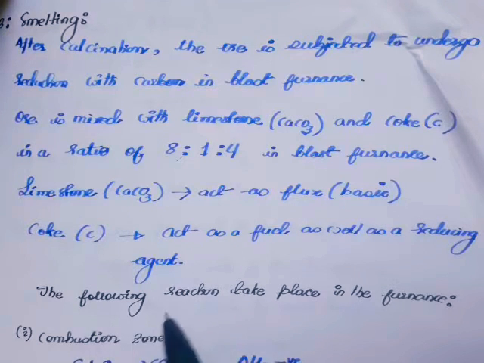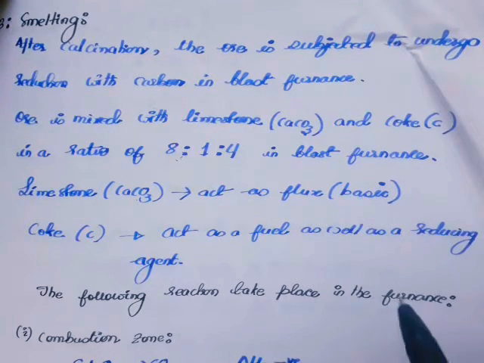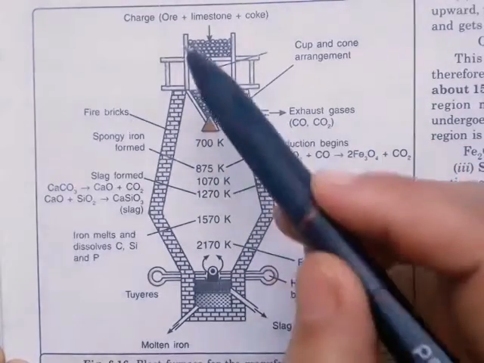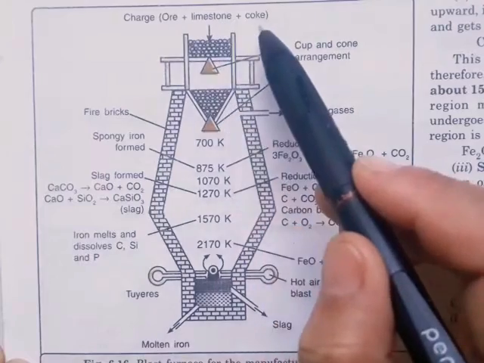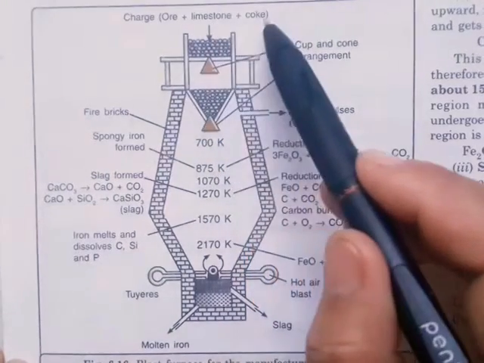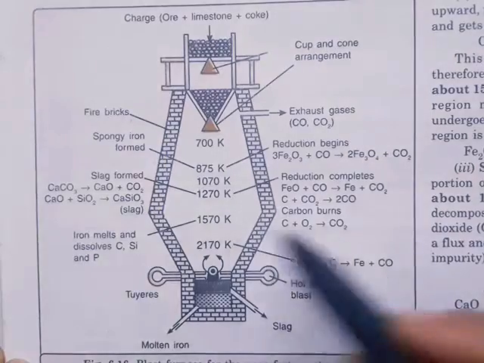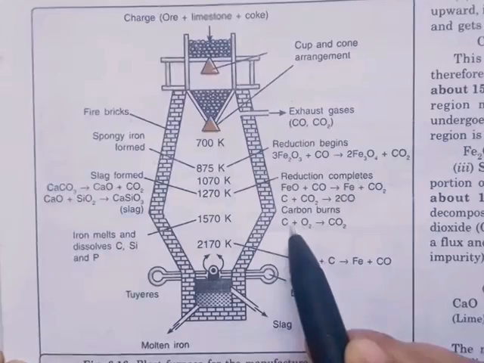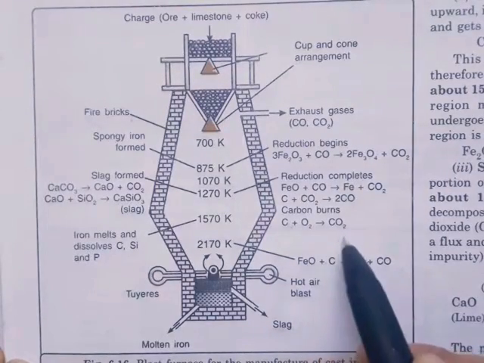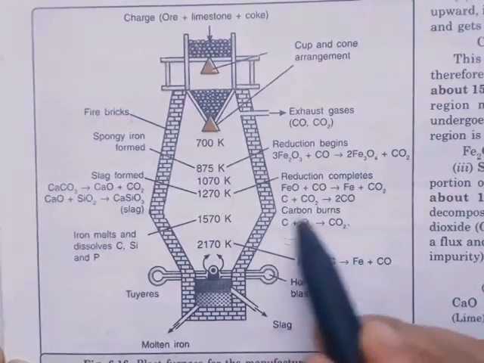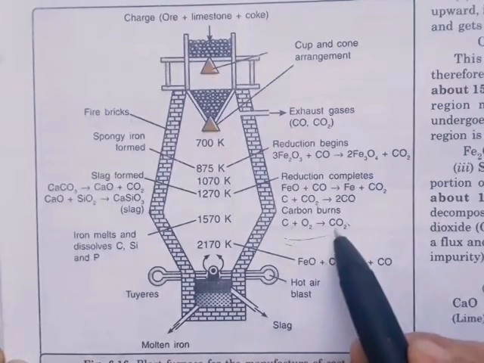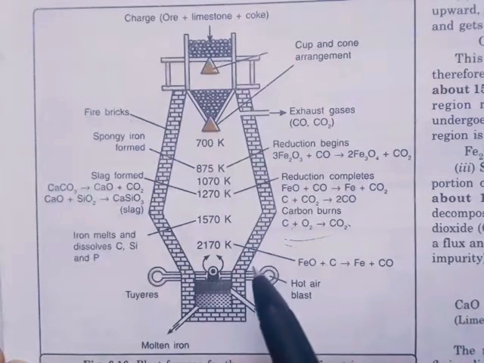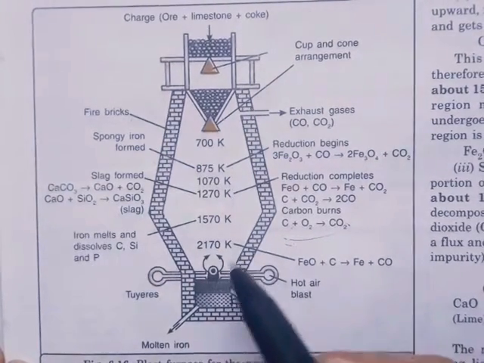Now let us discuss the different reactions taking place in the furnace. There are different zones in this blast furnace. To the blast furnace we add ore, limestone, coke in the ratio 8:1:4. One is the combustion zone, where the carbon will burn to carbon dioxide. This is a highly exothermic reaction, so in the combustion zone the temperature rises up to 2200 Kelvin.